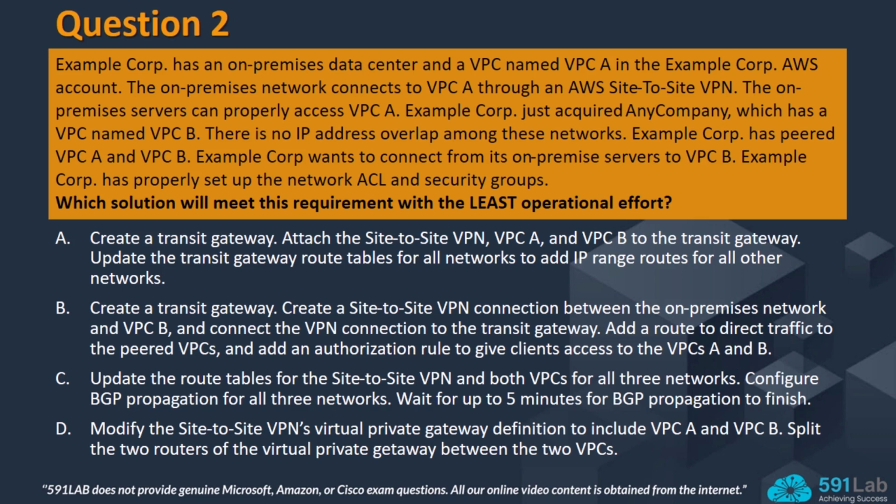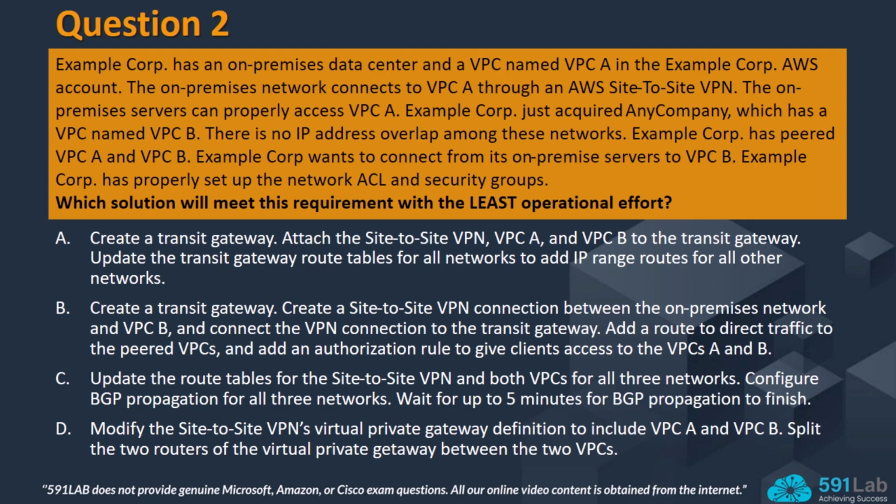Question number 2. Example Corporation has an on-premises data center and a VPC named VPC-A in the Example Corporation AWS account. The on-premises network connects to VPC-A through an AWS site-to-site VPN. The on-premises servers can properly access VPC-A. Example Corporation just acquired a company which has a VPC named VPC-B. There is no IP address overlap among these networks.